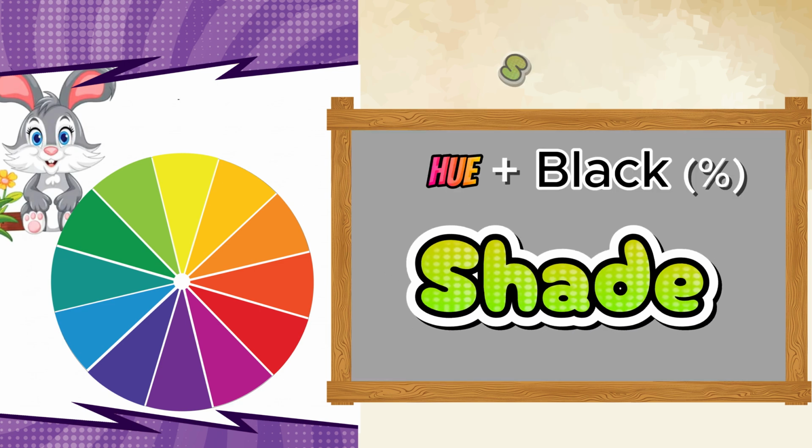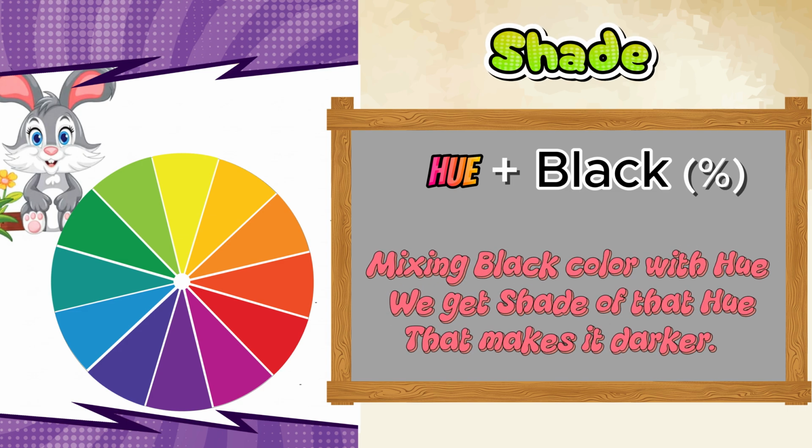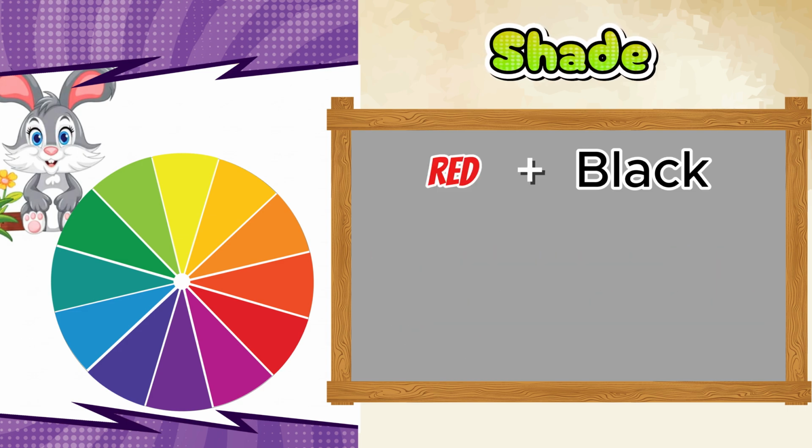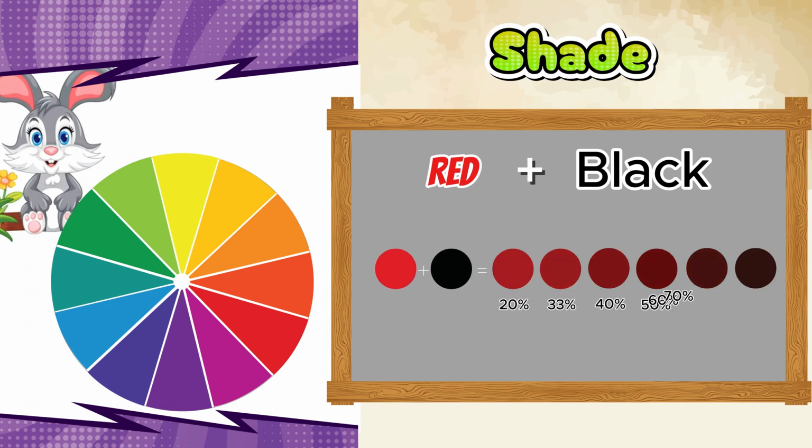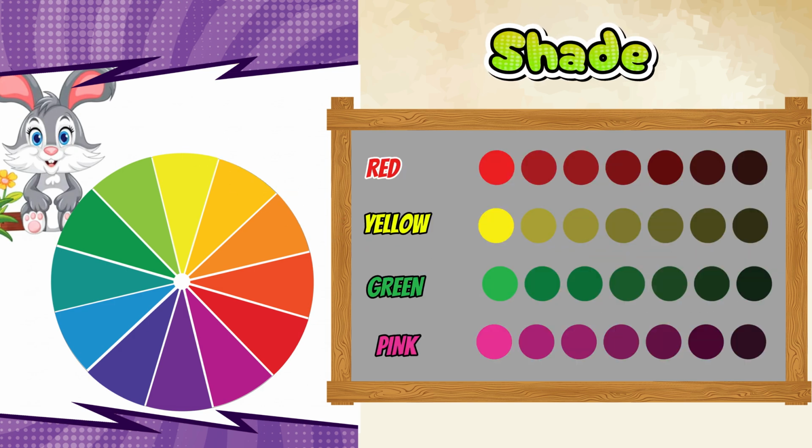Shade. Mixing black color with hue, we get shade of that hue. That makes it darker. By mixing different percentages of black with red, we get shades. Now the same for the other colors.